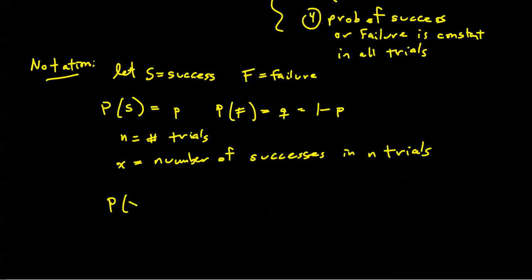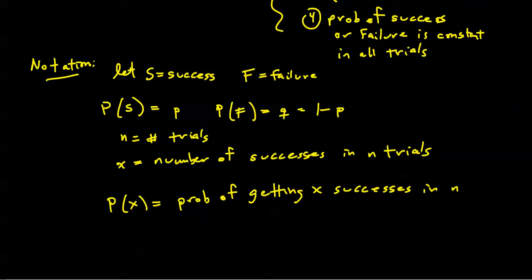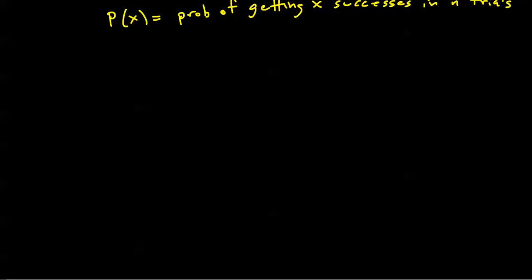And P(x), really the goal of it all, is the probability of getting x successes in n trials. Okay? Alright, we're ready to write down our binomial probability formula.